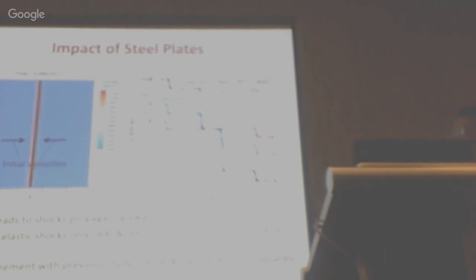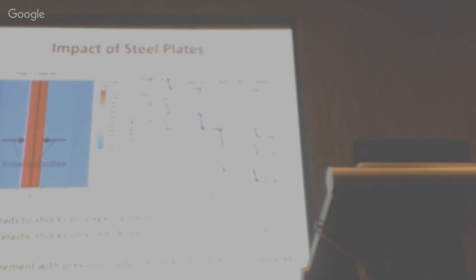It displays animation. You can see there is a shock wave up front here, and there is a slower shock traveling behind this. So this is an elastic shock, and this is a plastic shock. So this is called an elastic precursor, and we have a following plastic wave.